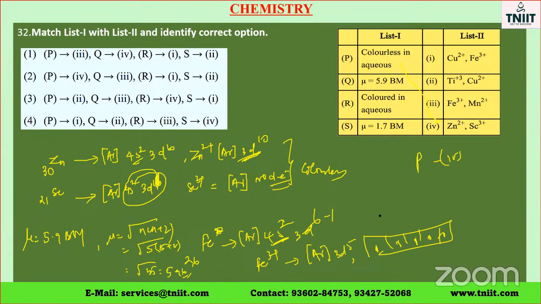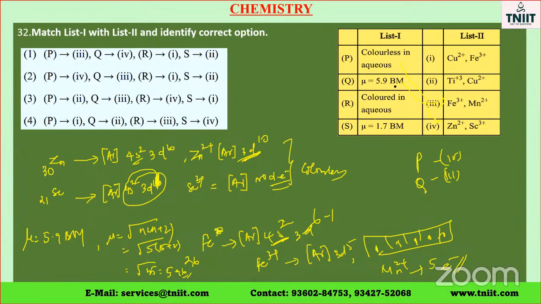Similarly here also, Mn2 plus also will have 5 unpaired d electrons. Therefore, both will have 5.9 as the magnetic moment. So Q corresponds to 3. Now, colored in solutions.